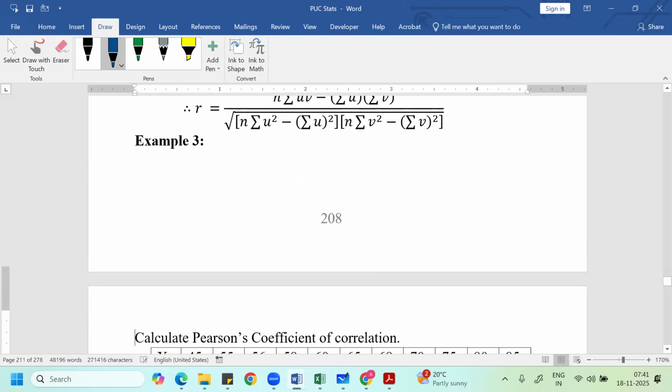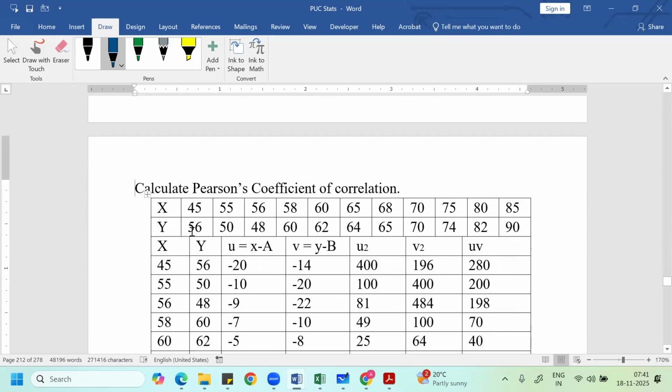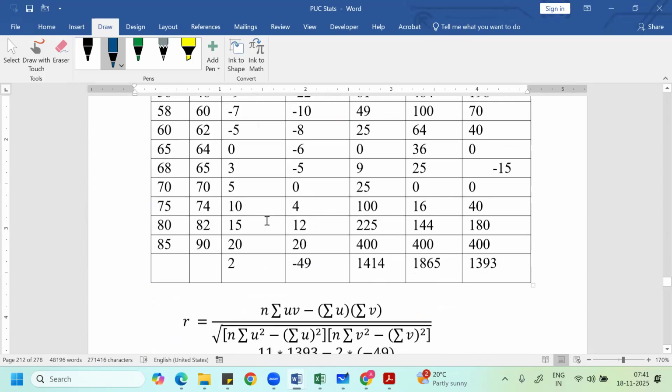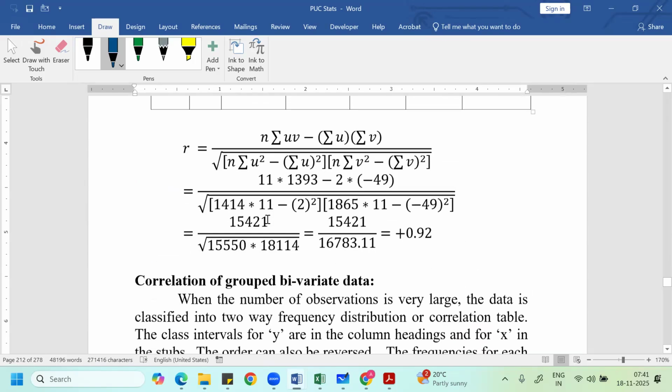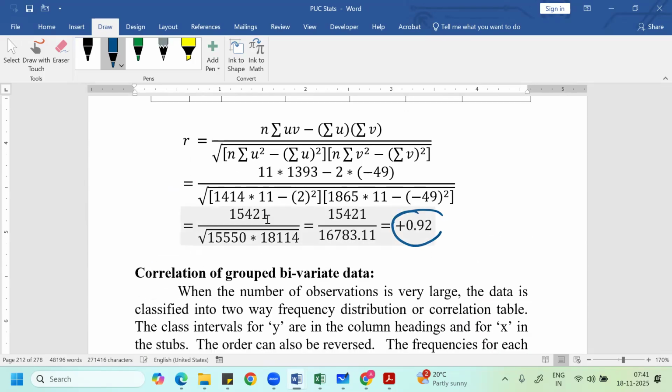Similarly, you can use this data and again calculate the r value. This time when you calculate, you will get the r value as 0.92. This method is called the Karl Pearson correlation coefficient method. Use this method to find the r value.